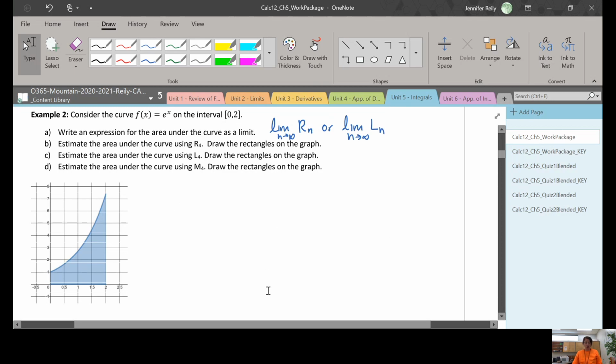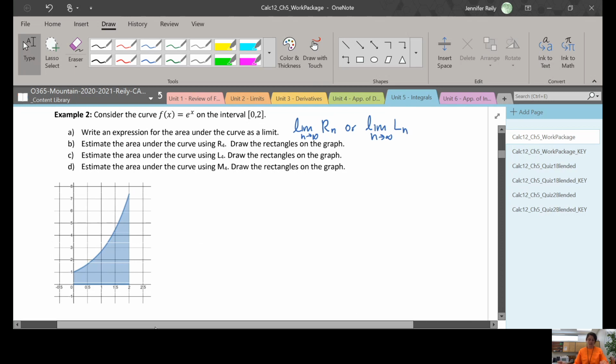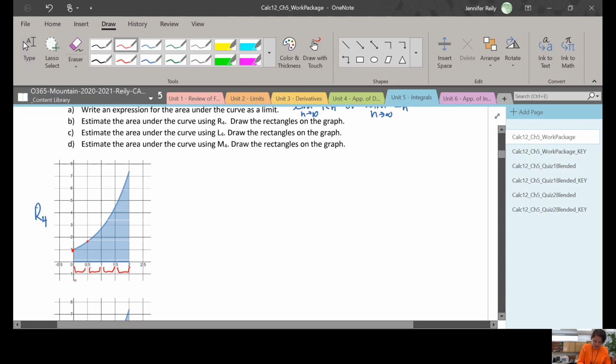Now we're going to do R4, L4, and then we'll introduce a new one, which is M4. So let's focus on R4 to start. Okay, so for R4, notice I'm going to split this into 4 different regions there, right? So delta x is going to be 0.5. The width of each rectangle will be 0.5, right?